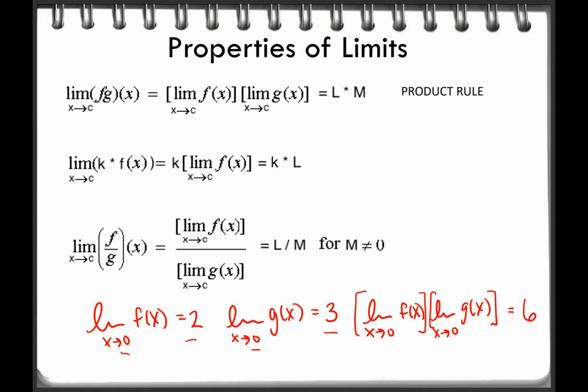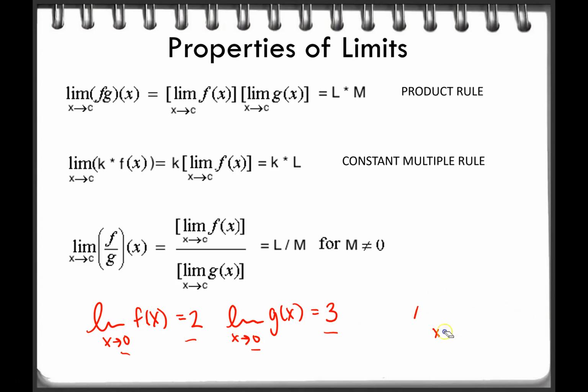All right, the next one is called the constant multiple rule. So in this case, I might ask you for something like this. I might say, what is 5 times the limit as x approaches 0 of g of x? And in this case, you would just do 5 times our limit, which we know is 3, and that's 15.